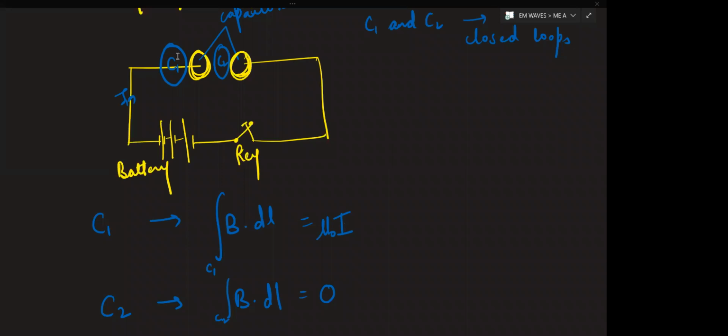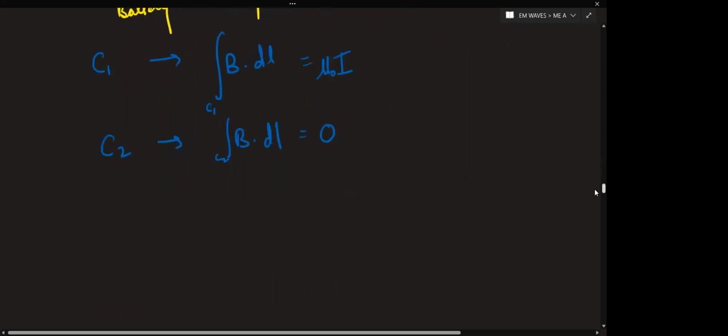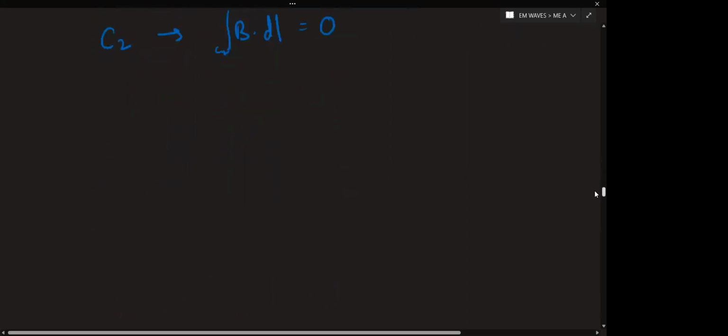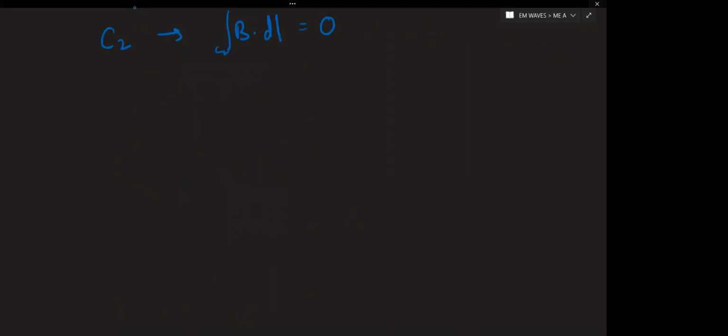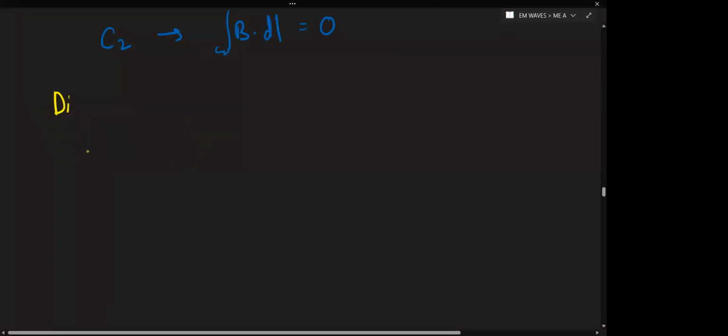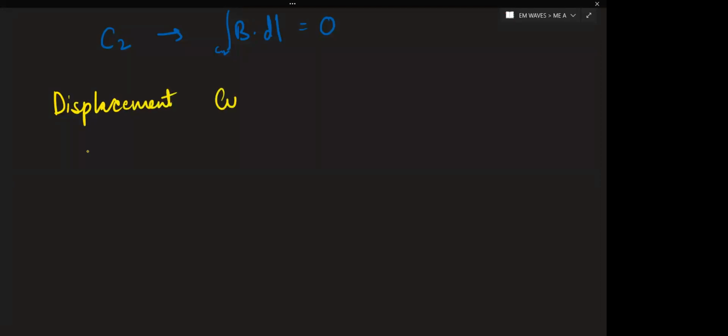To modify Ampere's law, Maxwell followed a symmetric conservation. He changed the loop and obtained a current associated with it. That current he called the displacement current. So what is displacement current? Let us just focus on it. The background has been obtained from the experiment done with the C1 and C2 loops. Now, what is meant by displacement current?